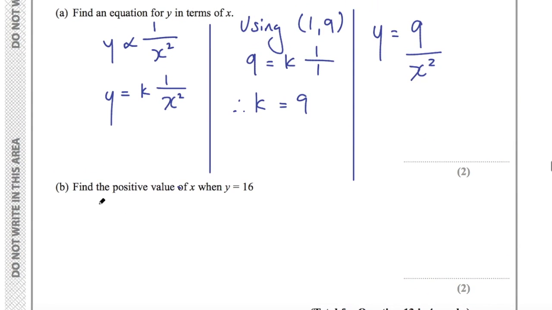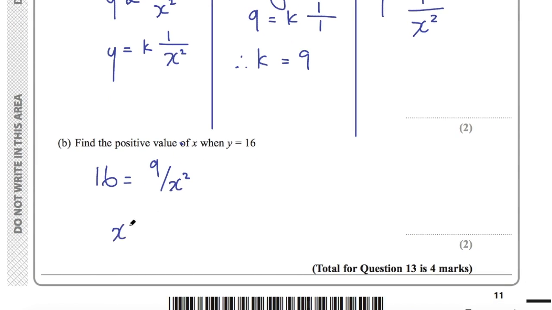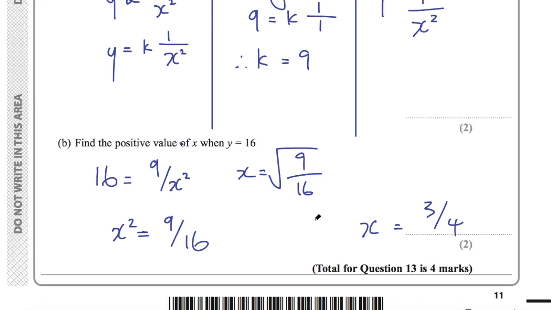Part B says find the positive value of x when y equals 16. So now we can take this equation, plug in y equals 16 and find x squared. So therefore 16 equals 9 on x squared. So x squared will equal 9 on 16. So then x equals the square root of 9 on 16. So x is going to equal 3 on 4.